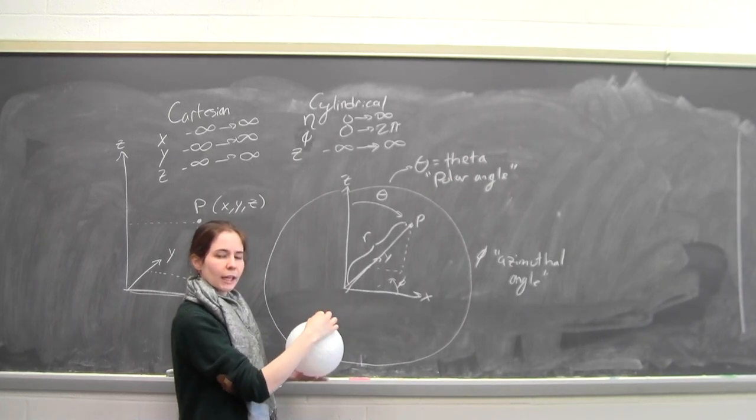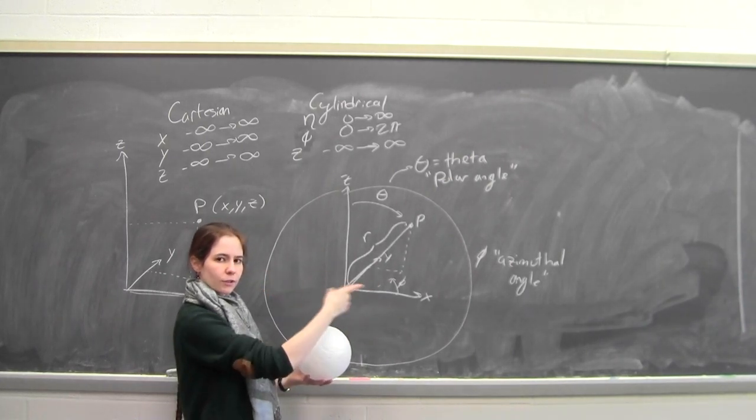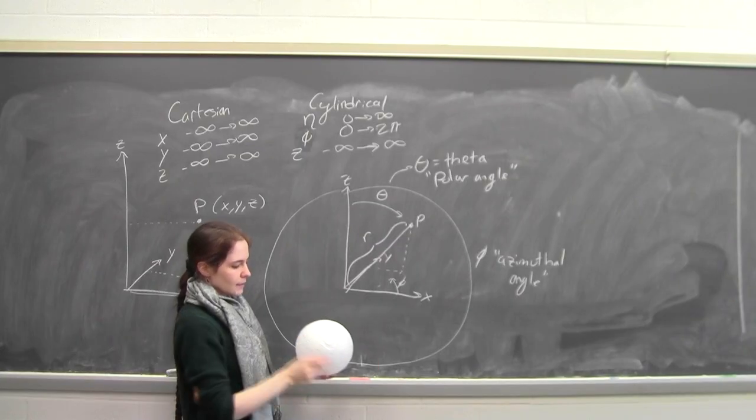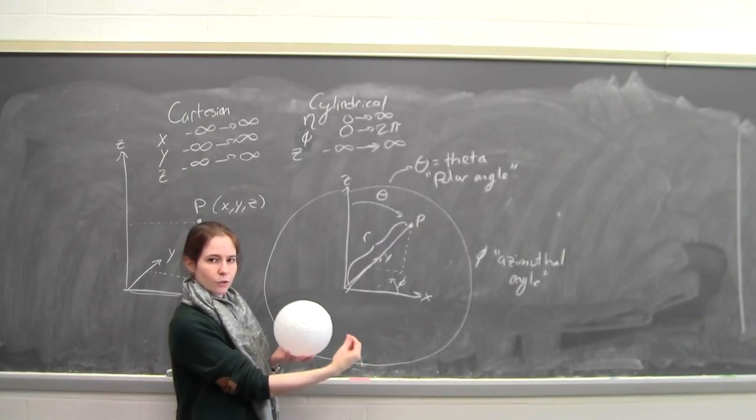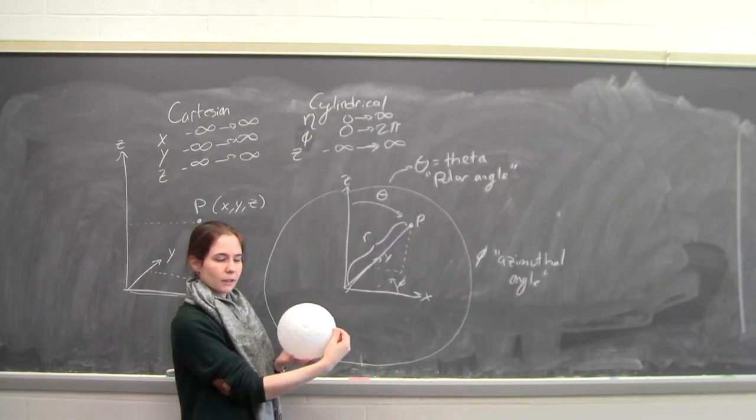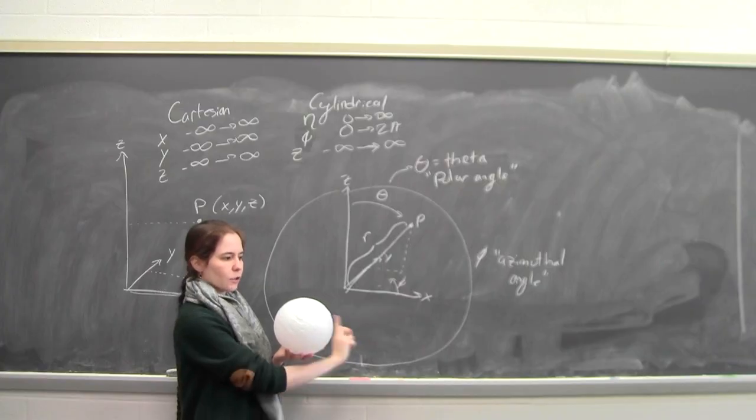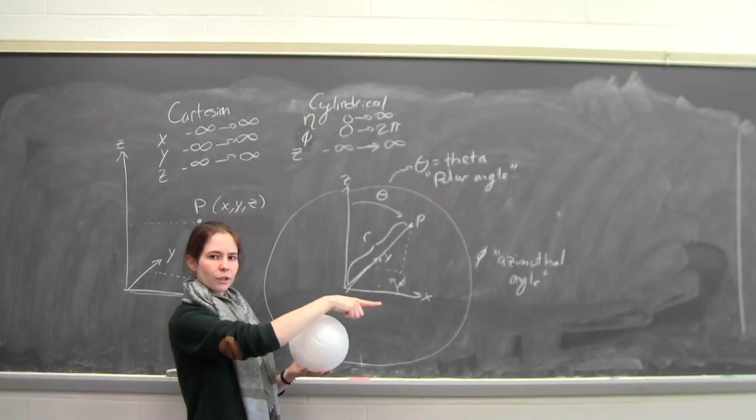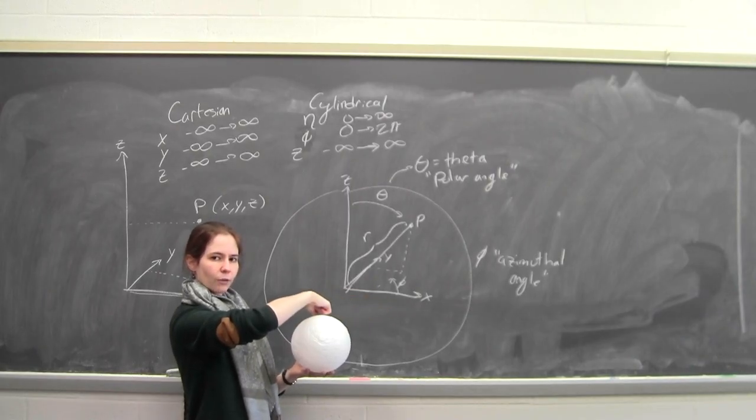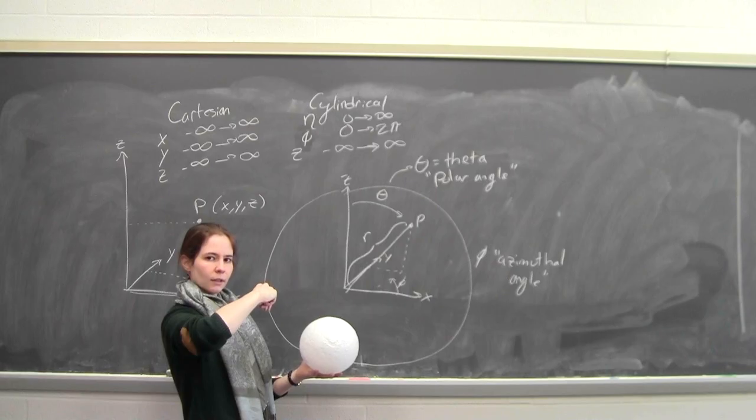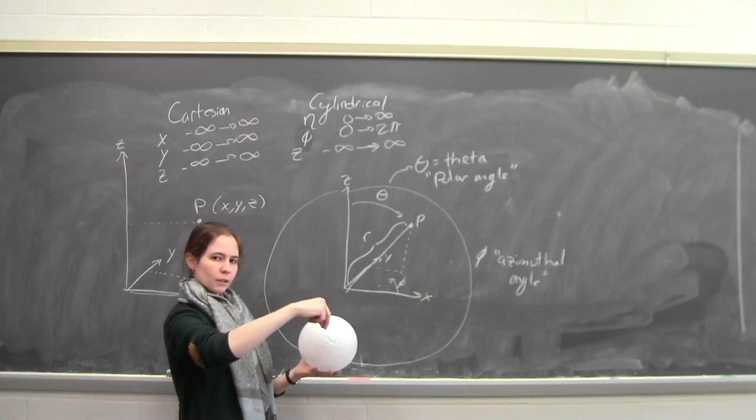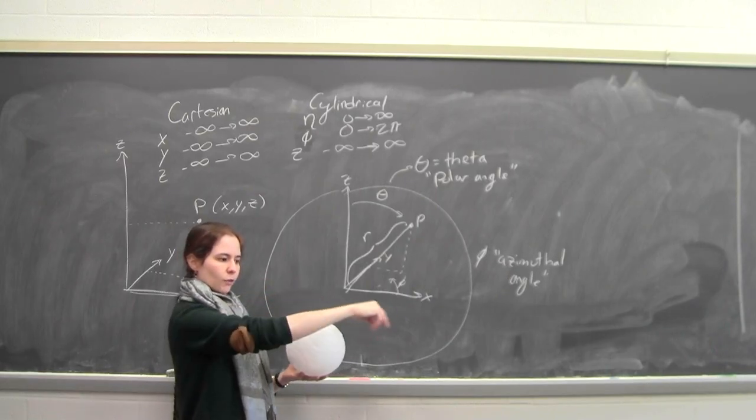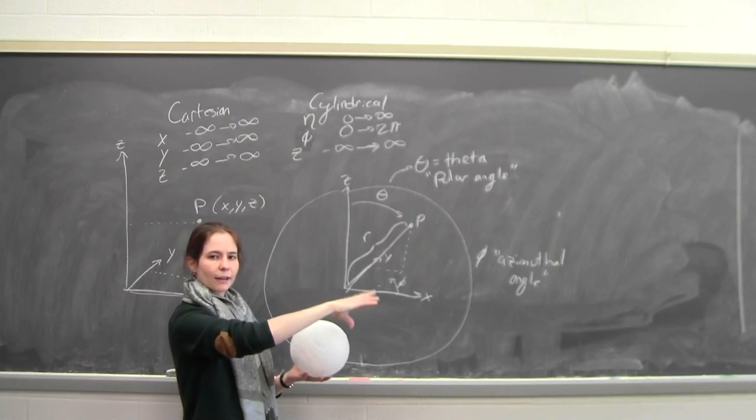The azimuthal angle goes around in this direction. So let's say that the positive x-axis is right here on the sphere, then the azimuthal angle is going around the sphere in this direction. So at this location, the azimuthal angle is 0. Here, it's pi over 2. Here, it's pi. Here, it's 3 pi over 2. And over here, it is 0 or 2 pi.